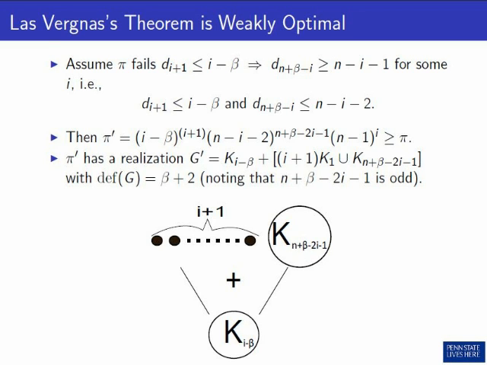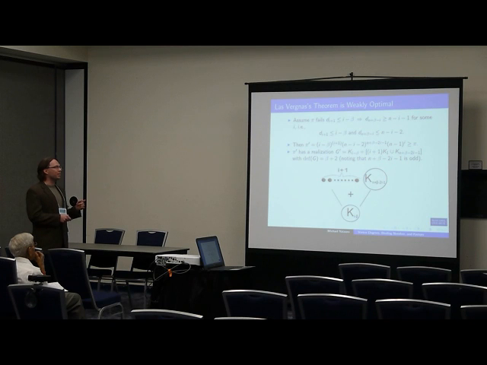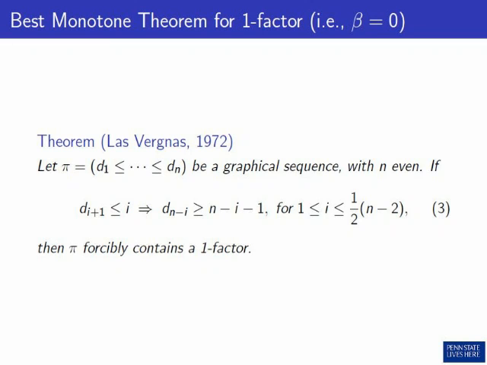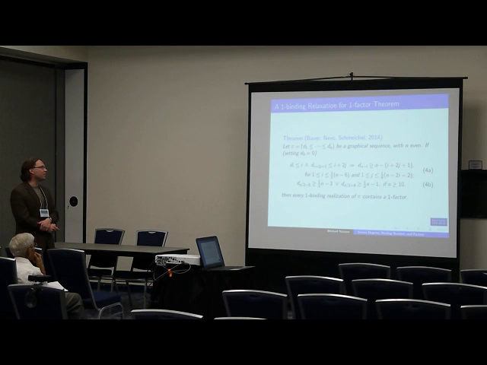And then here, because n and beta are congruent mod 2, this component is always odd. So if you try to find a maximum matching in this component, you're always going to miss one, so you miss beta plus 2. Okay, so the deficiency of that larger sequence's realization is greater than beta. So it is weakly optimal. In particular, for a one factor, if you set beta equal to 0, you get this corresponding theorem. Okay, every realization has a one factor if n is even.